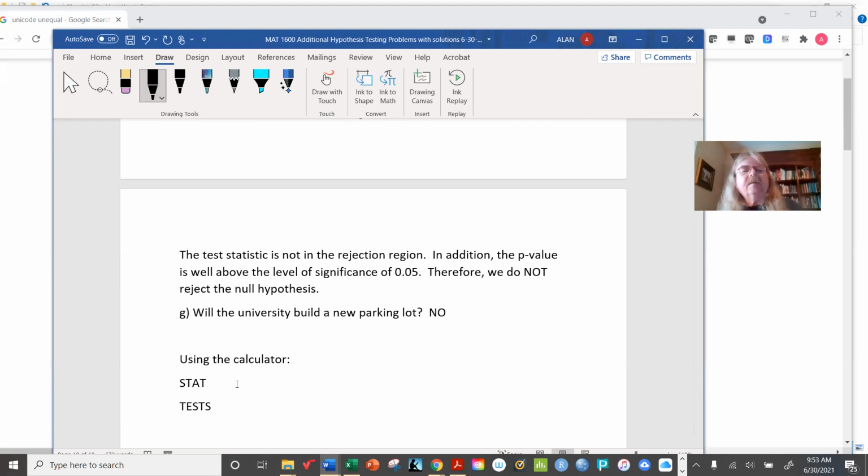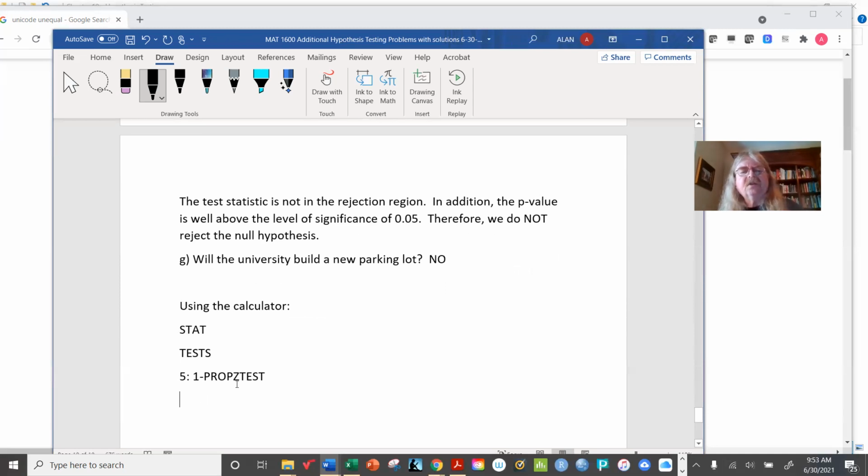So, stat test. Now remember, there's no such thing as a t-test with proportions. So what you're looking for is number 5, 1-prop z-test, it's called. All you have to remember is how many proportions you're looking at. We haven't done any cases with 2 proportions, so you don't have to worry about that.